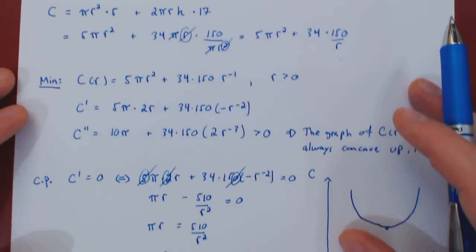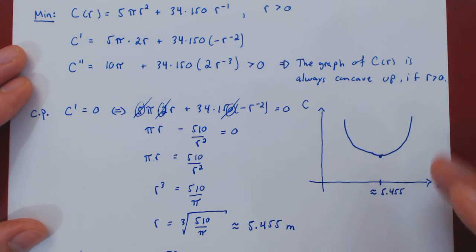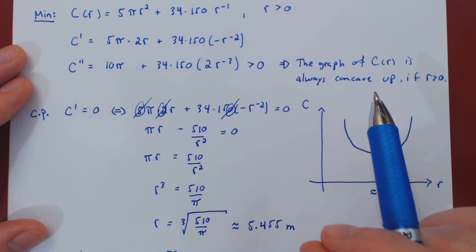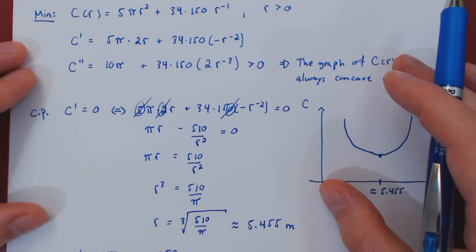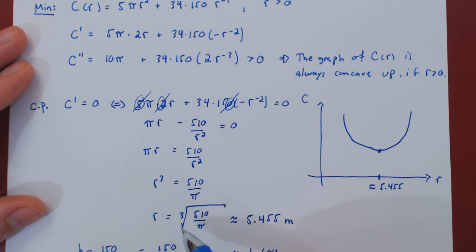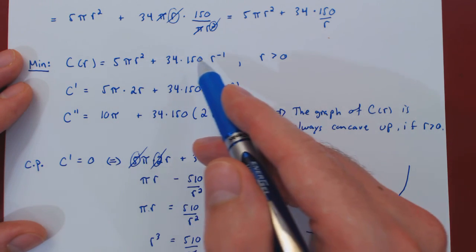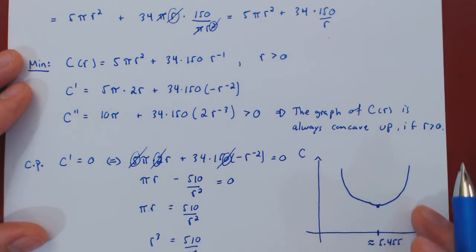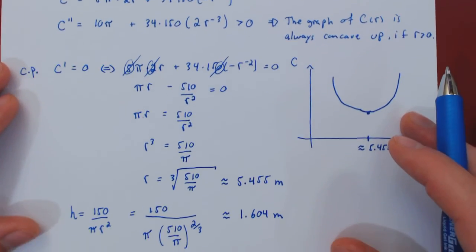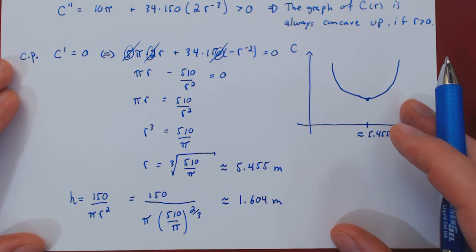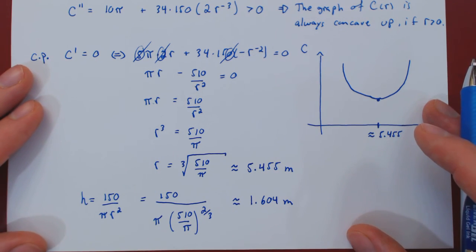And again, I will leave this up to you. If you wanted the exact cost of building the cheapest possible tank, take the exact value of r and plug it back into the cost function, and you will obtain the cheapest possible construction cost of the desired tank. And that's it.